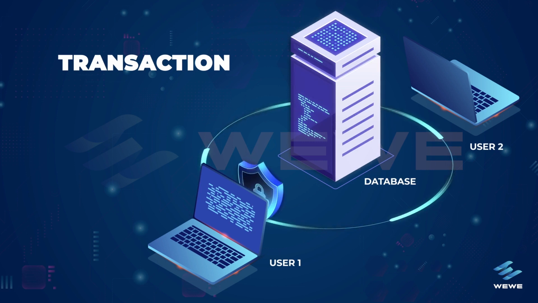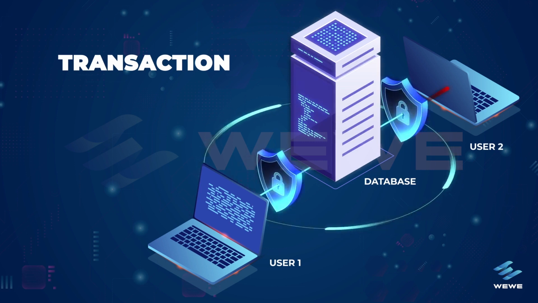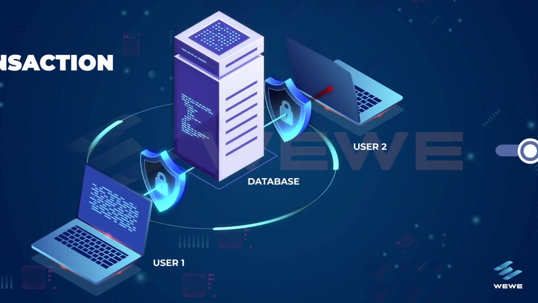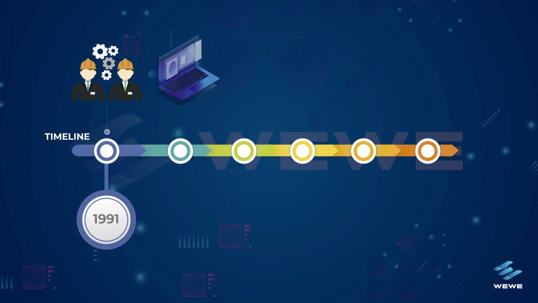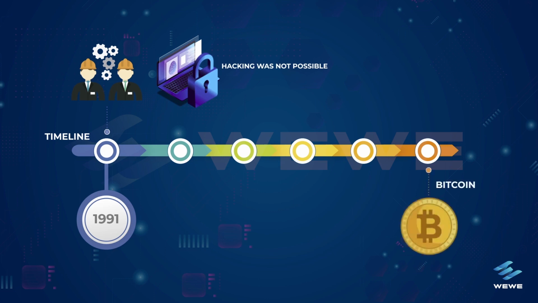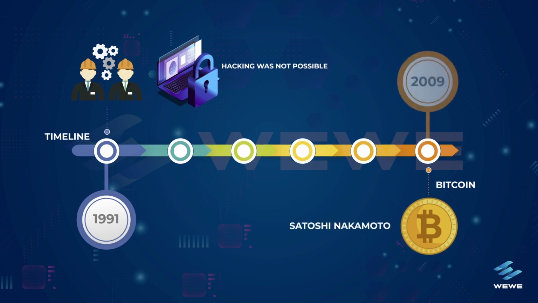A transaction is data consisting of values subject to exchange that have to be verified, approved, and stored in the database. Originally illustrated in 1991 by a team of researchers, this technology was at first designed to mark digital documents so that hacking them was not possible. However, it remained unused until Bitcoin cryptocurrency was created by Satoshi Nakamoto in 2009.